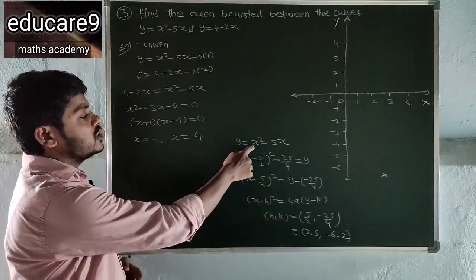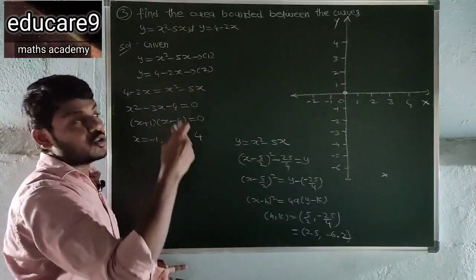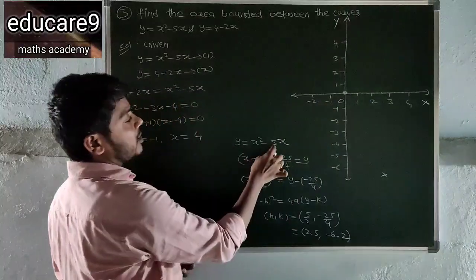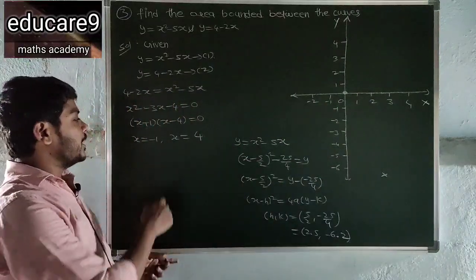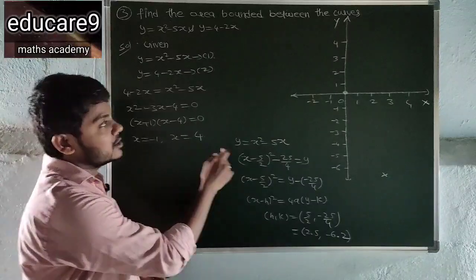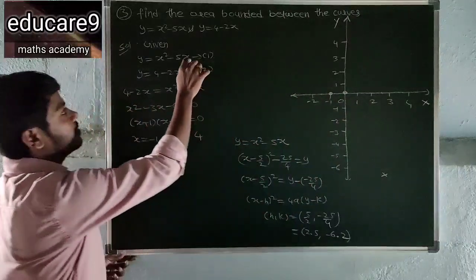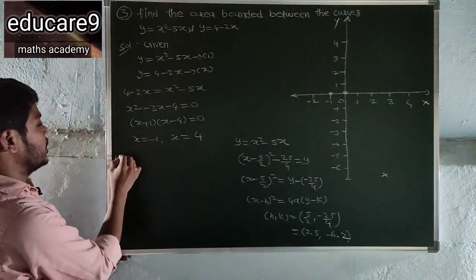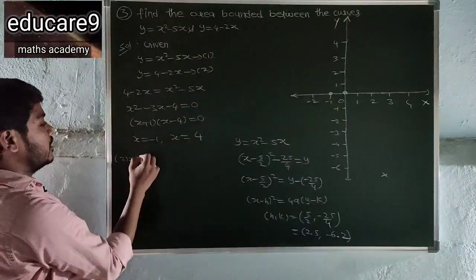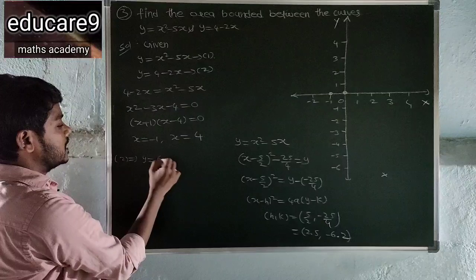And if x is equal to 0, what is the y value? That is 0. The equation is passing through the origin, because if you put x is equal to 0, the y value is 0. And what are the points of intersection? Minus 1 and 4. So minus 1. If you put x is equal to minus 1 here, what do you get for the y value? X is equal to minus 1, so the y value is 4 plus 2, 6.